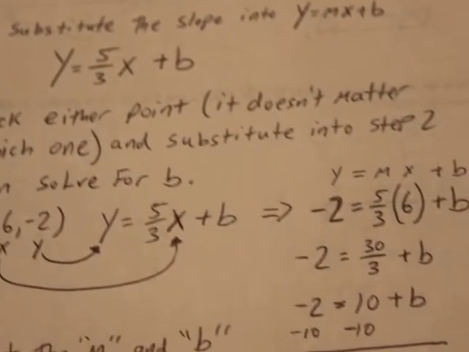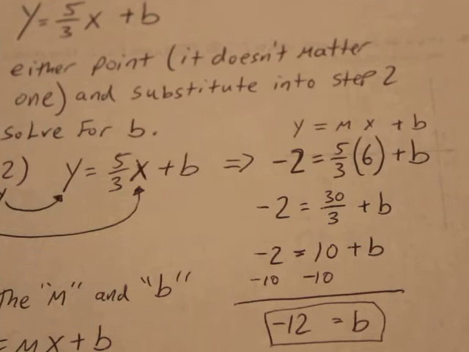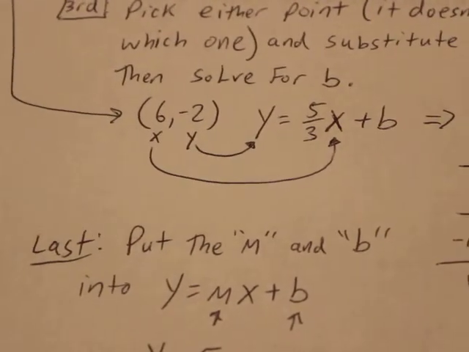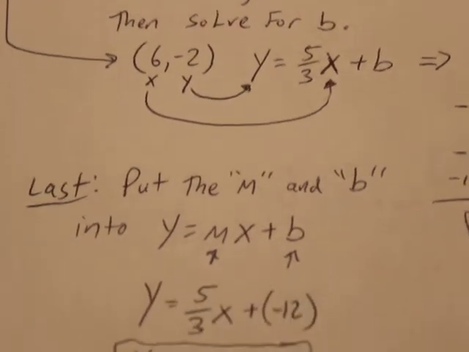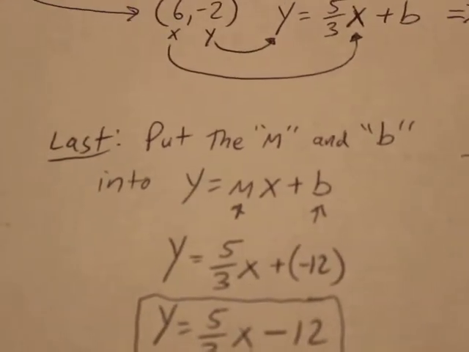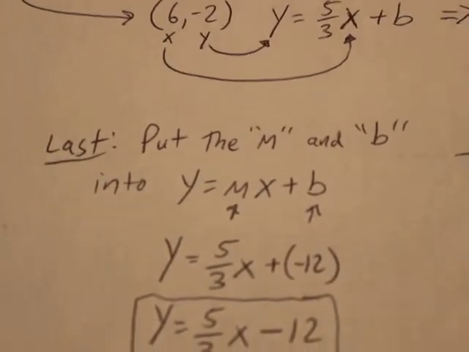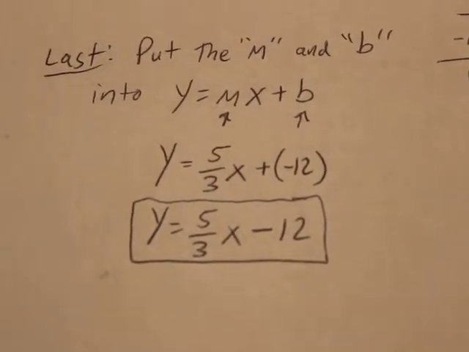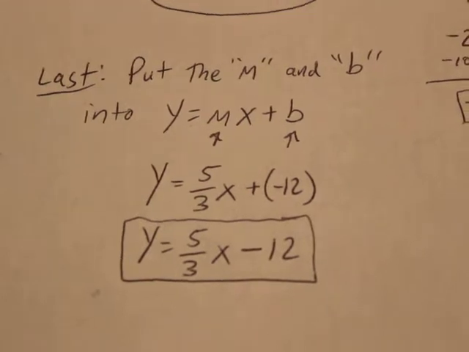So if I go back down to this step here, now that I know that b is -12, I'm just going to put the m and the b into y equals mx plus b, like so. And because b is -12, it ends up being subtraction. So the final answer there is y equals 5/3 x minus 12.